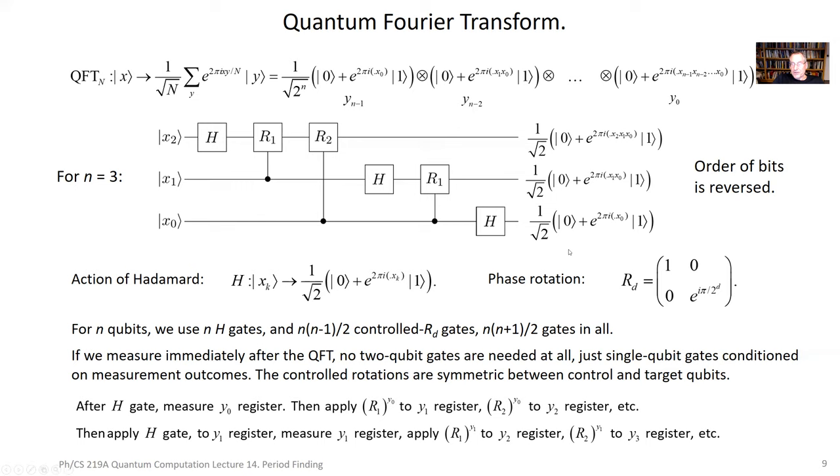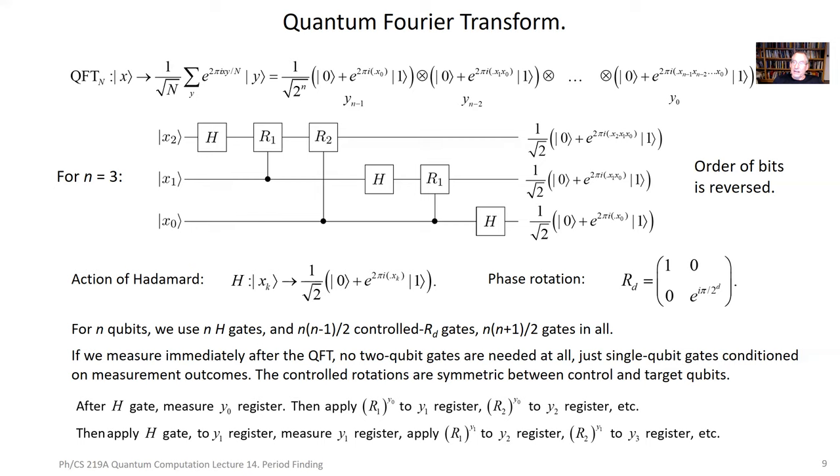And in this case, there's really nothing to do except the Hadamard. That's going to take the input value x0 to 1 over square root of 2, 0 plus e to the 2 pi i dot x0, 1, because that's what the Hadamard does. So we did it with this simple circuit. It's the Fourier transform applied to 3 bits. And I think you see how it works if I want to do it for n bits.